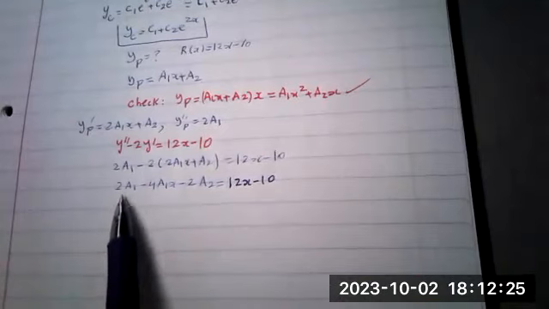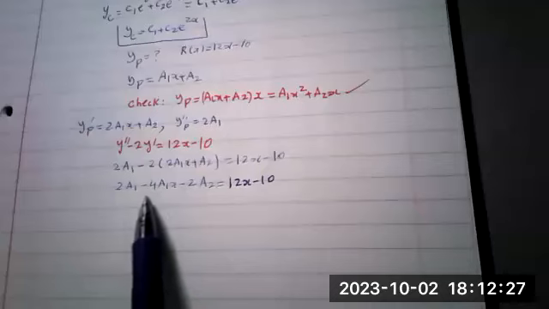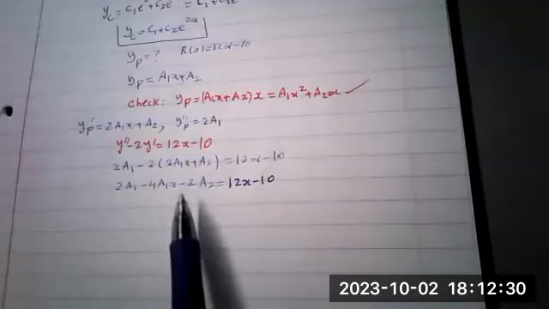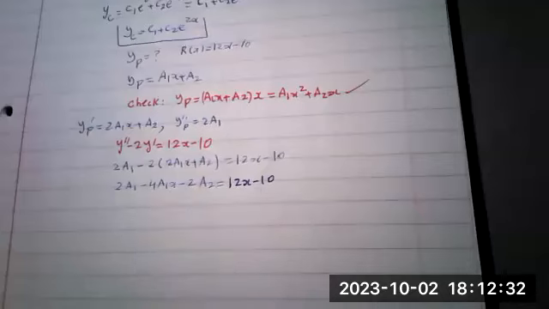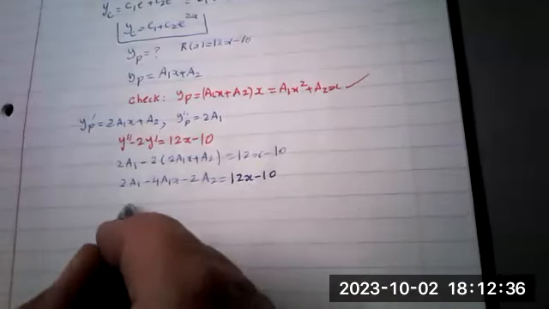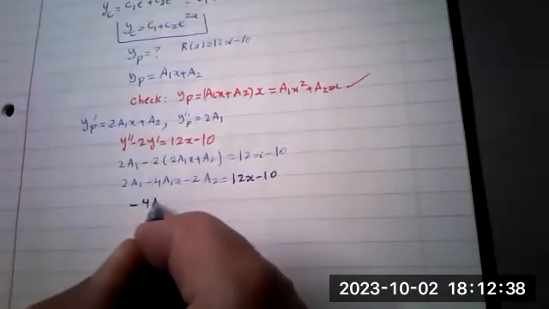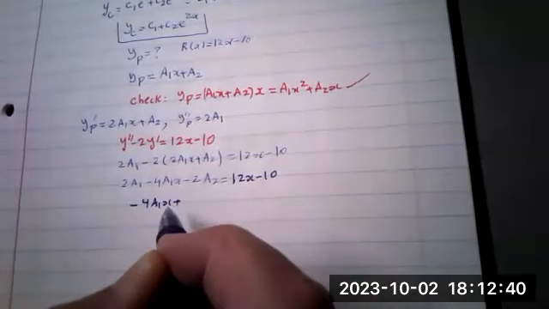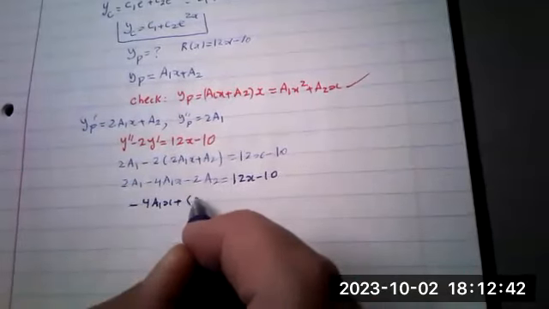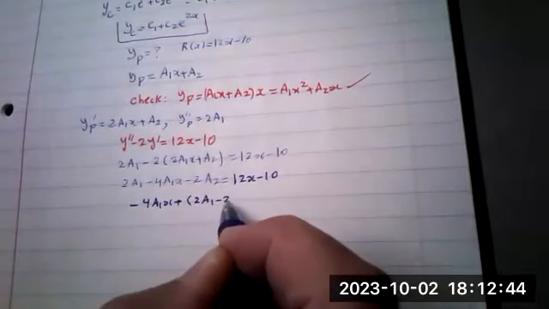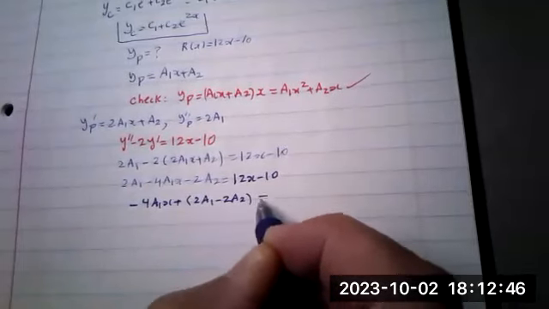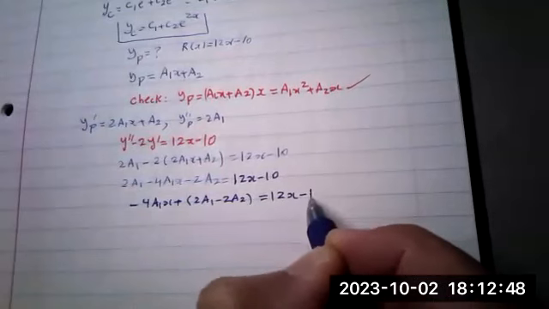So you organize this one, write it down in the standard form, and let the coefficients of the same monomials be equal to each other. So this is the way we do it. It's going to be negative 4a1x plus the constant term, which is 2a1 minus 2a2. On the other side, you get 12x minus 10.